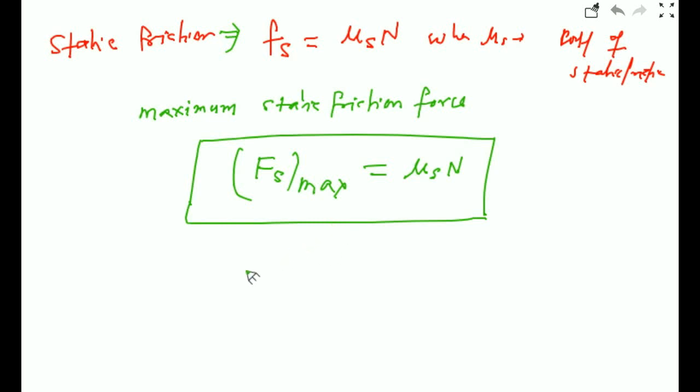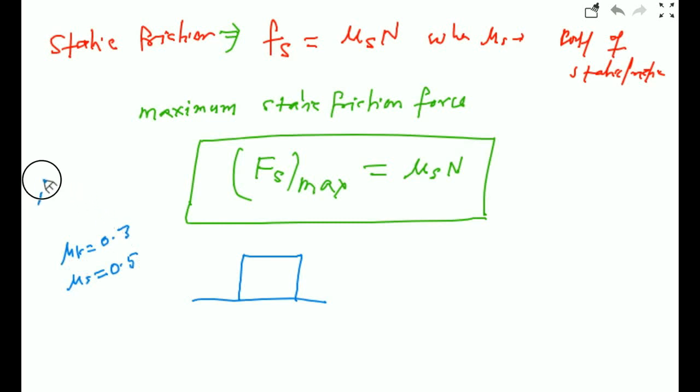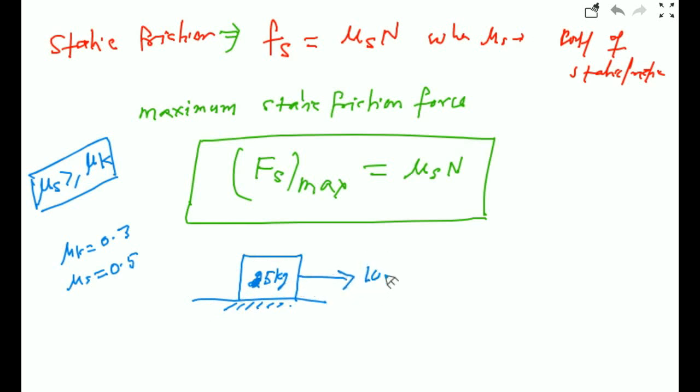Let's take one example. Suppose you have one particle kept here, and mu_k is given as 0.3 and mu_s is given as 0.5. One more important point: mu_s is always greater than or equal to mu_k. Let's take a 5 kg mass, and here you have friction and an applied force of 10 Newton.